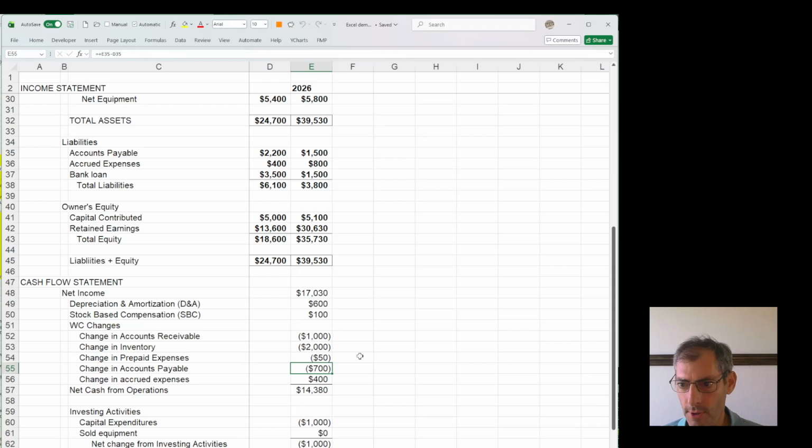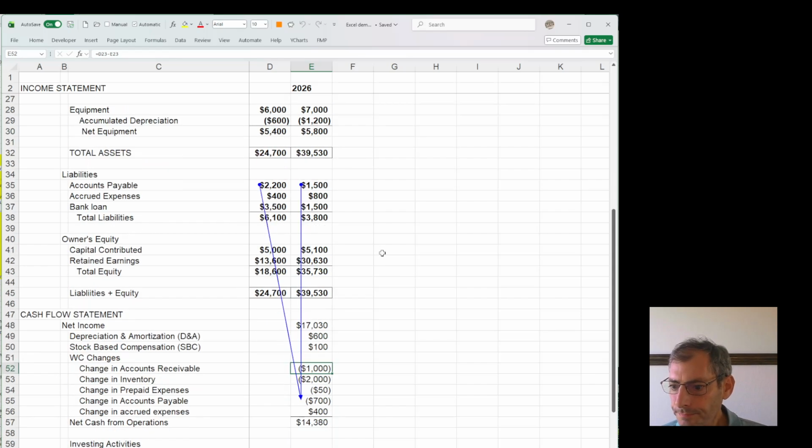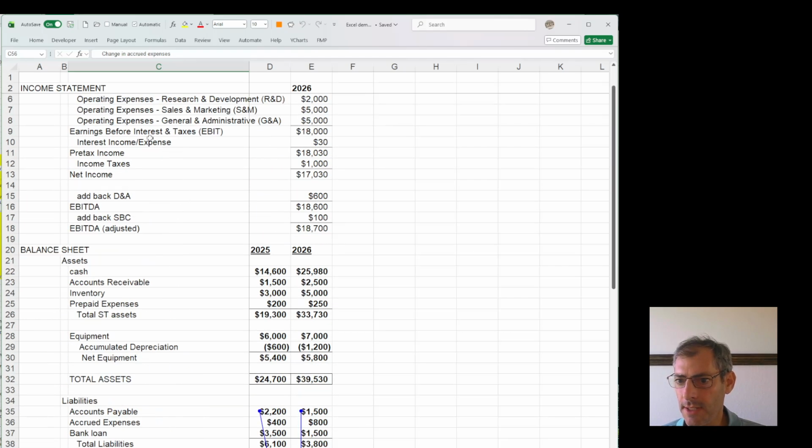And that's a simple formula. It's just going to be what it is now minus what it was before. Again, this is column E minus column D. When I was looking at the assets, like accounts receivable, instead of E minus D over there, it's going to be D minus E. So it's flipped, right? And we went through the example. And then accrued expenses is going to work the same way as accounts payable. So again, we can see how that changed.